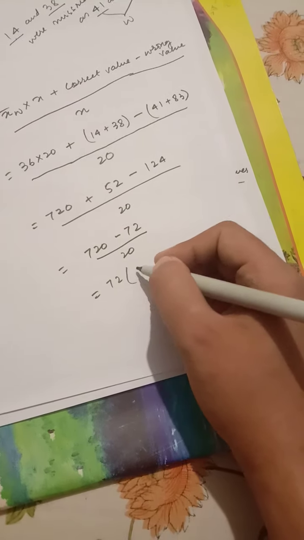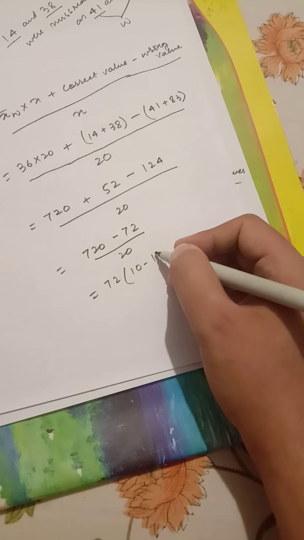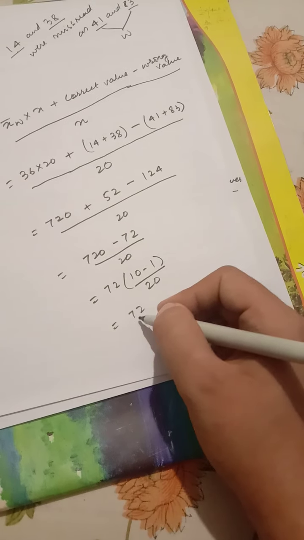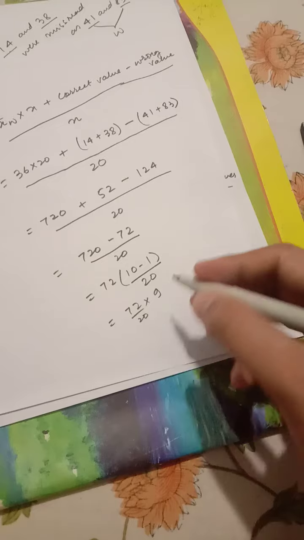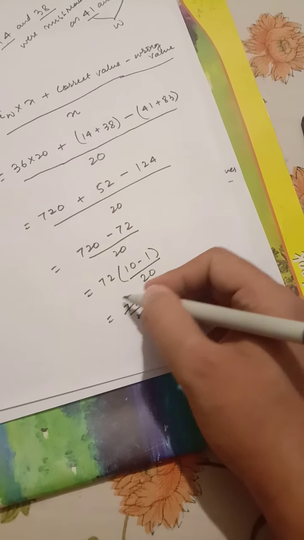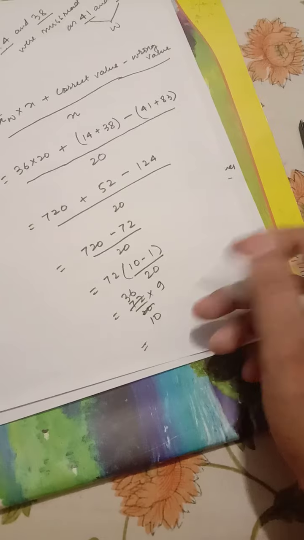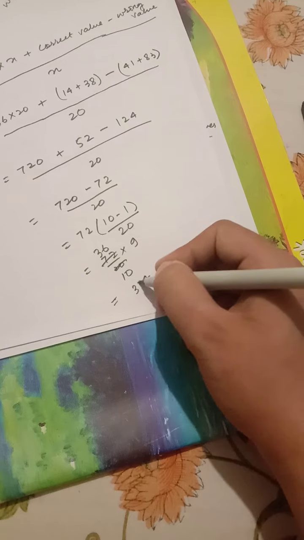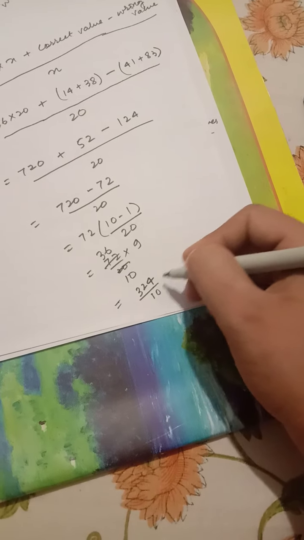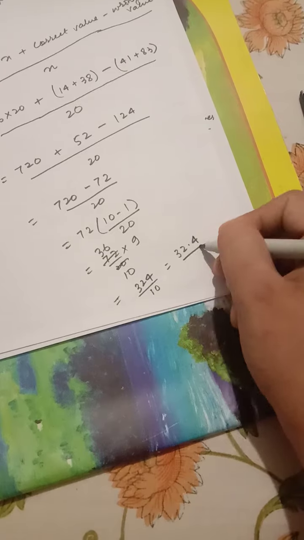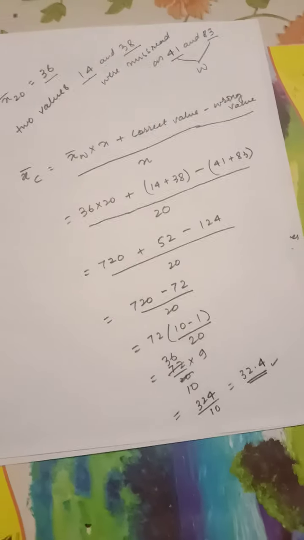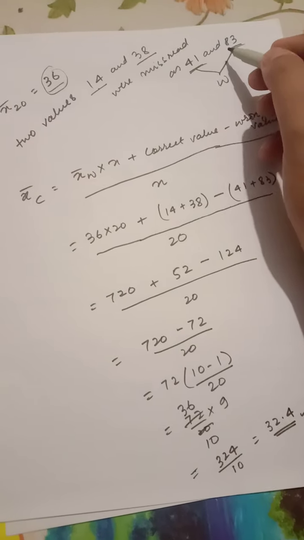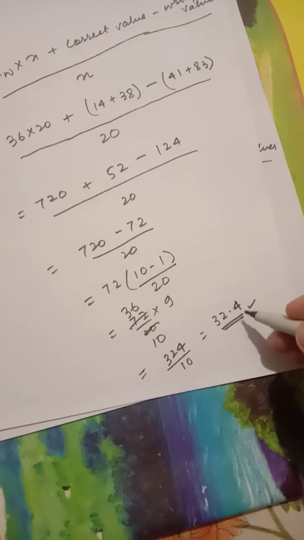Or we could write it by taking 72 as common, 10 minus 1 by 20. I do this as I am preparing for a competitive examination, so I used to do such things. You could also do it effectively. So this is the corrected mean. We got the wrong mean due to the misread values of these two, but the actual mean is 32.4.